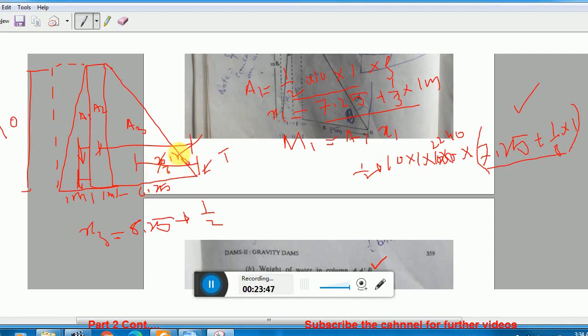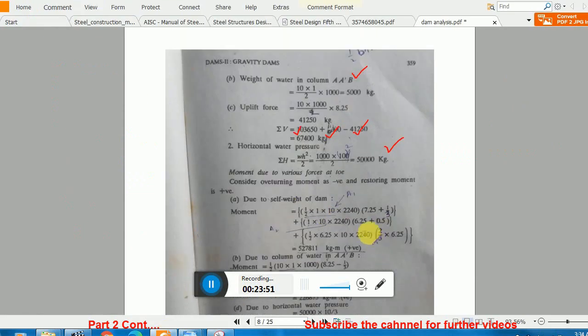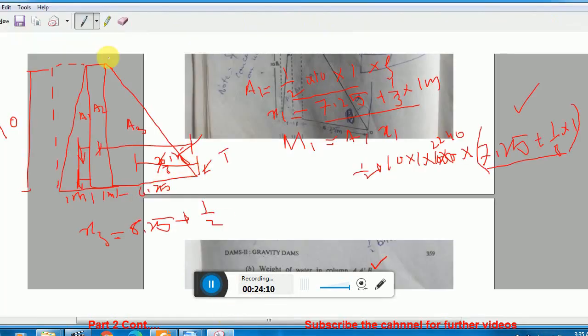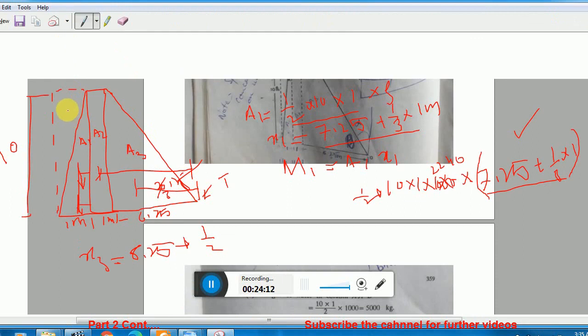Clear? You must remember. Let me show you the calculation. Here you see for A2 and that one. Clear? And for A3 you see the same calculation which I did. Okay, so these are the moments due to the self-weight of the dam body. Now the next moment is that you have to find out the moment of this water body. Remember, this will be at a distance of this much.